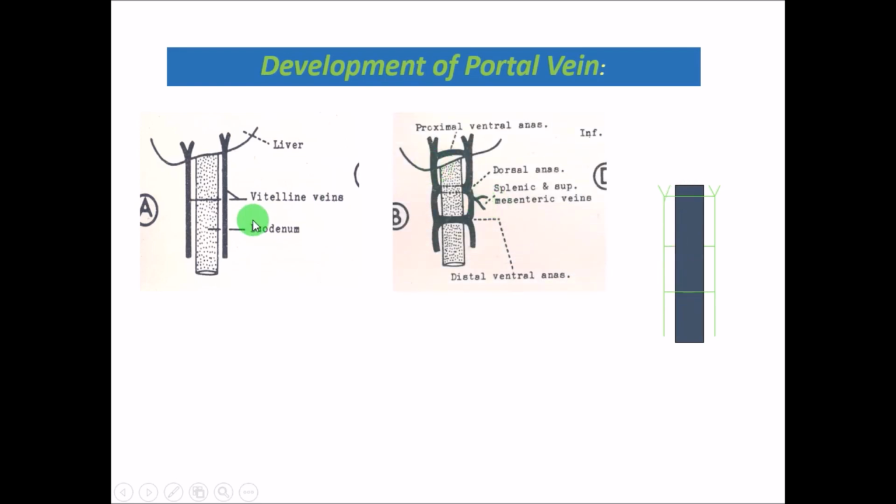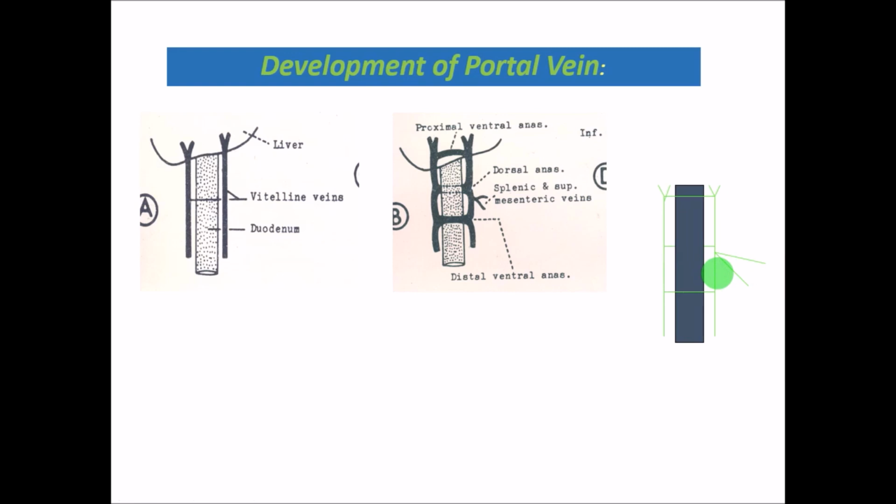So here in this picture, initially it will be two separate veins, later there will be communication. This is the proximal ventral anastomosis, and this is the distal ventral anastomosis, and here will be the dorsal anastomosis, which is behind the duodenum, and two are in the front of the duodenum. So this is how it develops. Then there will be formation of the splenic vein and communication of the splenic vein as well as the superior mesenteric vein. This is the superior mesenteric vein. This will be the splenic vein, which communicates with that of the left vitelline vein.